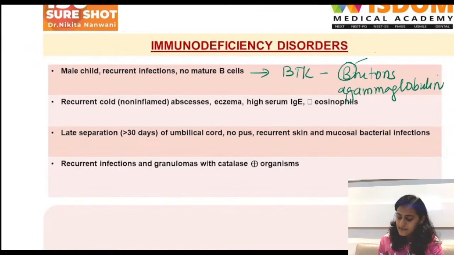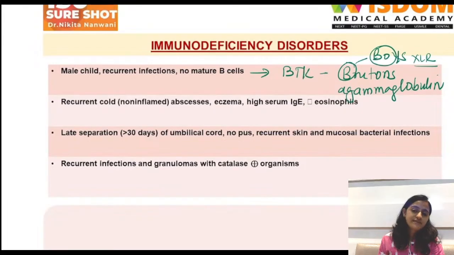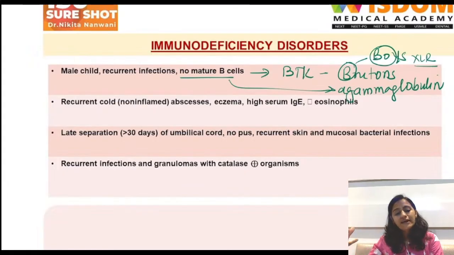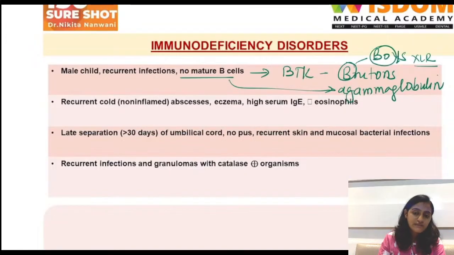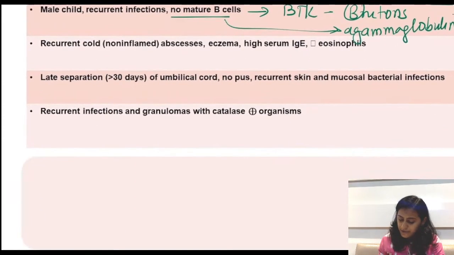Remember the BB, that Bruton's affects more in boys. Why? Because it is X-linked recessive. So it is also called X-linked agammaglobulinemia. Because there are no mature B cells, that is why it is agamma, because the B cells maturing into plasma cells is what will form the immunoglobulins. So agammaglobulinemia.